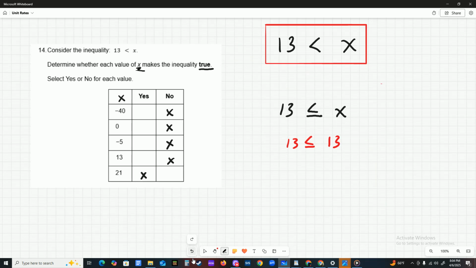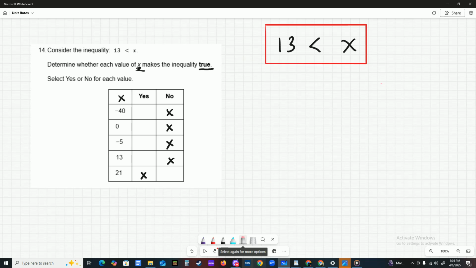It's equal to 13. So remember, these symbols, less than, greater than, less than or equal to, greater than or equal to, all of these are examples of inequalities. So just remember that. The line in the bottom means or equal to. So it just has to fulfill one of those conditions, and it'll be true. But yeah, that's this problem.